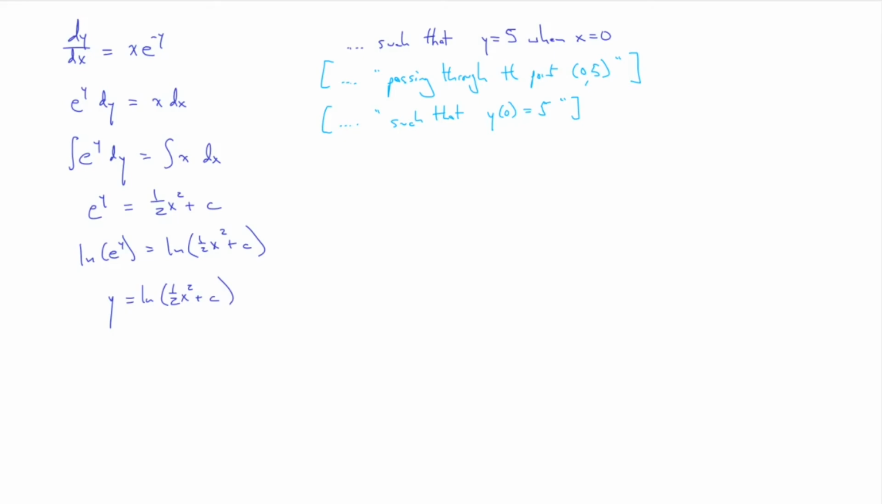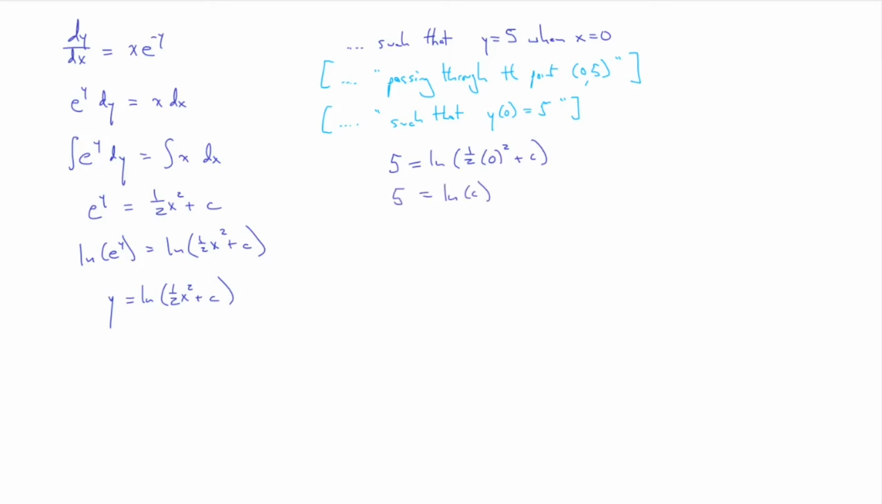Well, we plug in x equals 0 and y equals 5, and solve for the value of c that will make that true. In other words, take y equals the natural log of 1/2 x squared plus c, plug in y equals 5, plug in x equals 0.